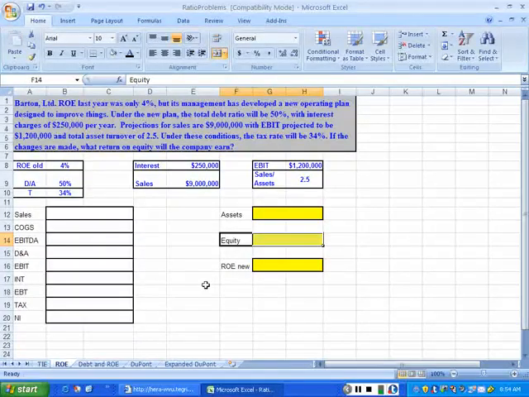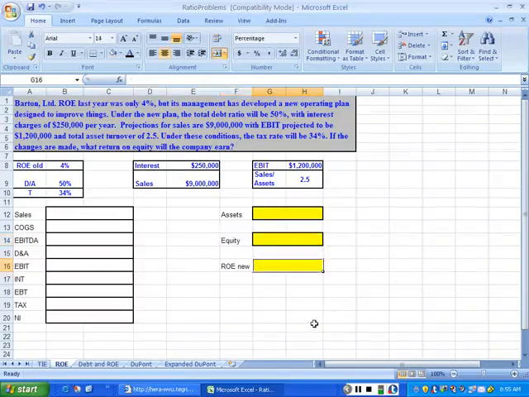Now, this problem has Barton Limited. Its return on equity last year was only 4%, but its management has developed a new operating plan designed to improve things. Under the new plan, the total debt ratio will be 50%, with interest charges of $250,000 per year. Projections for sales are $9 million, with EBIT projected to be $1.2 million. Total asset turnover of 2.5 times. Under these conditions, the tax rate will be 34%. If the changes are made, what return on equity will the company earn?